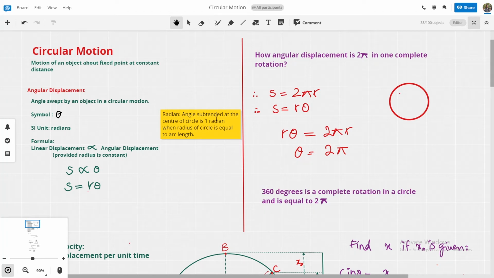Everyone, so this is our second lecture. It's Physics of P4, first topic, circular motion. This topic has applications in many other topics.